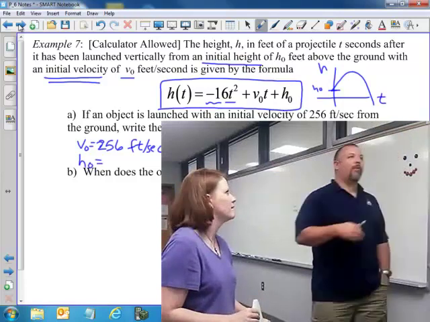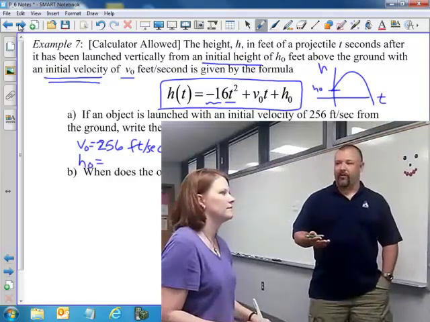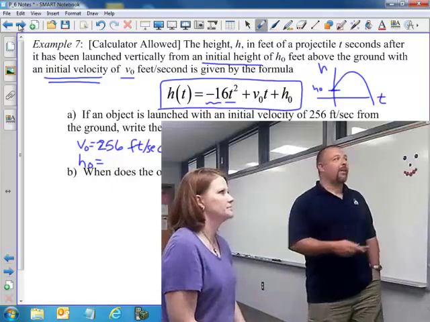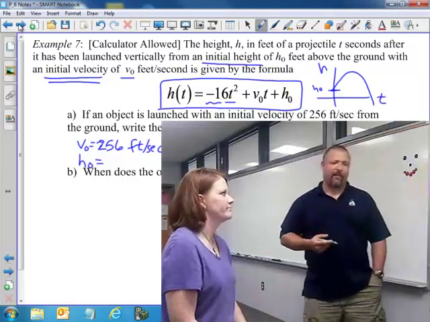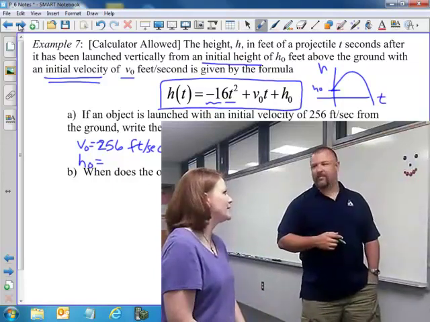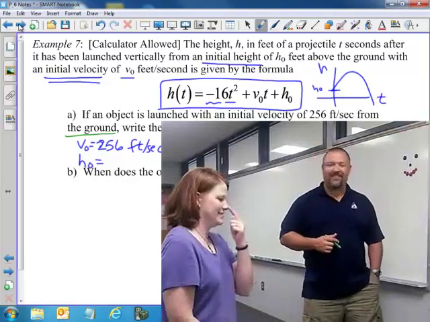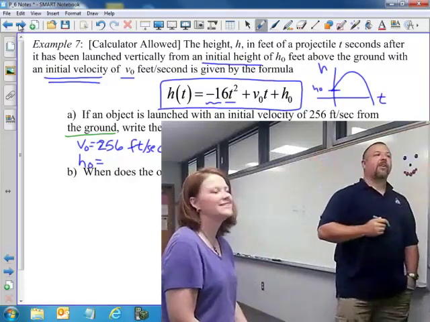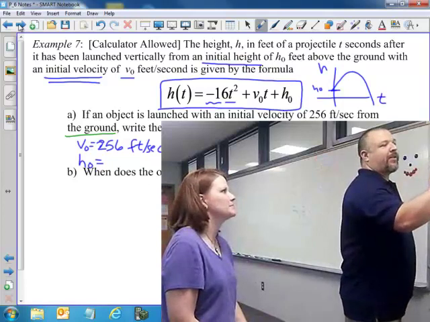H naught is the one where I like this example, because if we tell you the initial height was 12 feet off the ground, people get it right. But when we tell you it was launched from the ground, people are confused. Hey, Mr. Leckie, what's the height when you're on the ground? 0. So the initial height is 0.